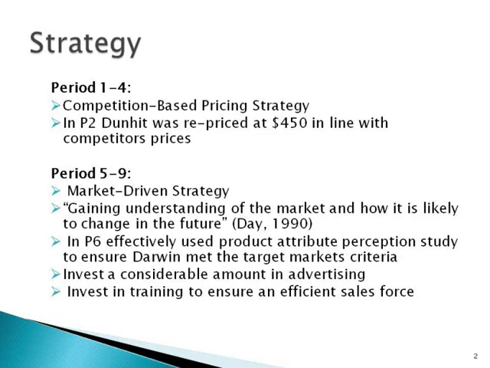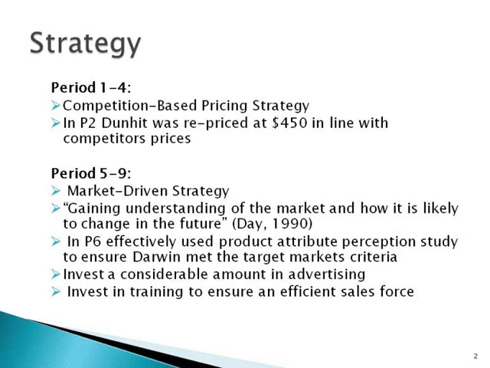An example of our strategy in action was in period 2, Dunhit was repriced to $450, reduced by $100 to be in line with competitors' prices. This strategy alone was not successful, so from period 5 we introduced a new market-driven strategy, which, according to Day 1990, is gaining understanding of the market and how it is likely to change in the future, which as a team we felt was very applicable to this simulation.